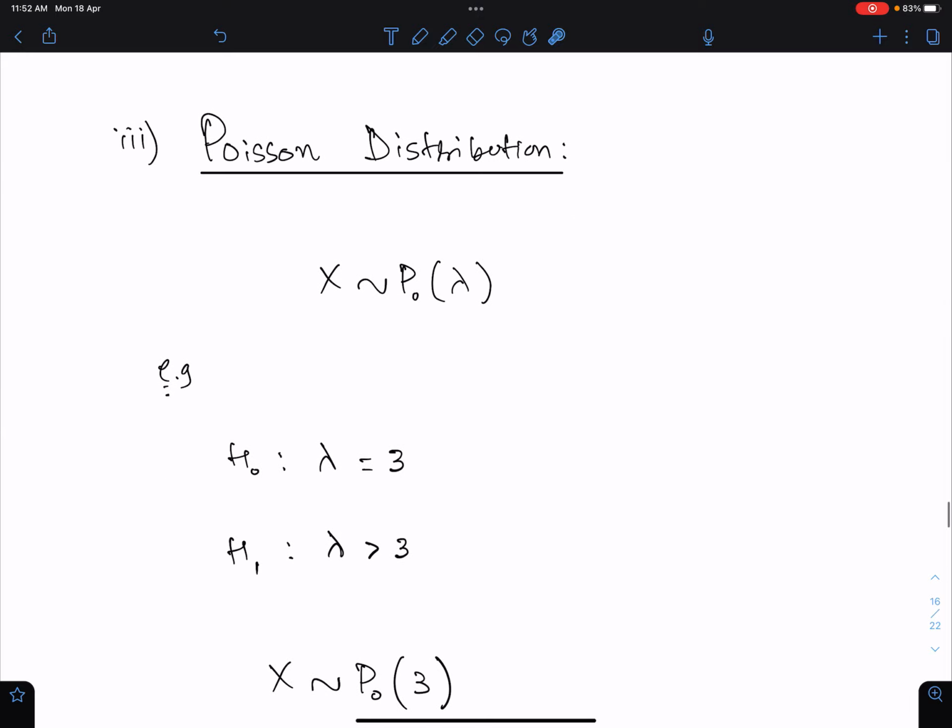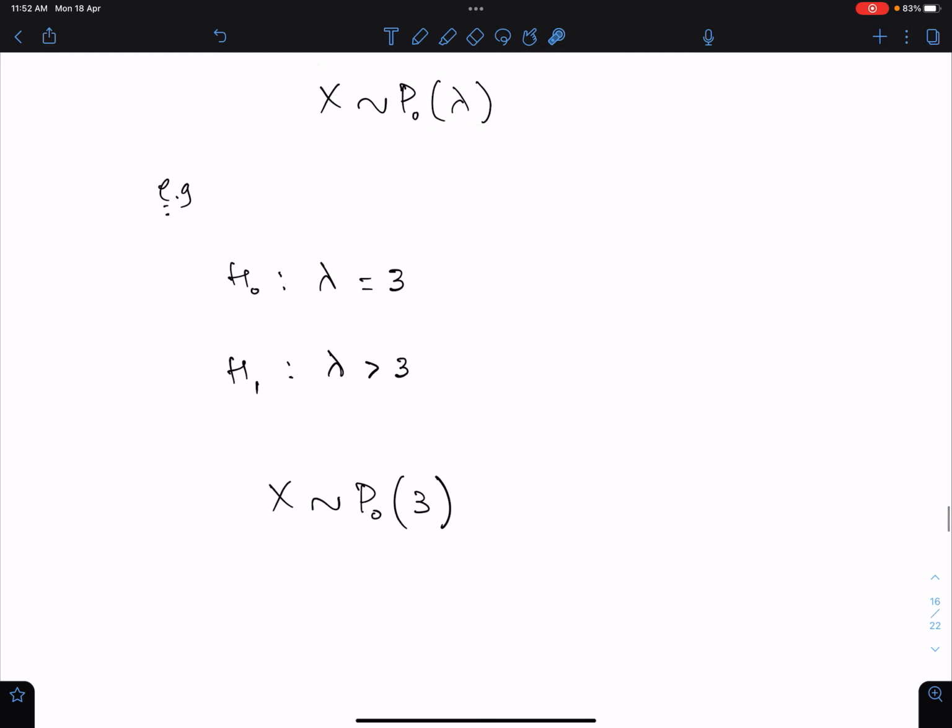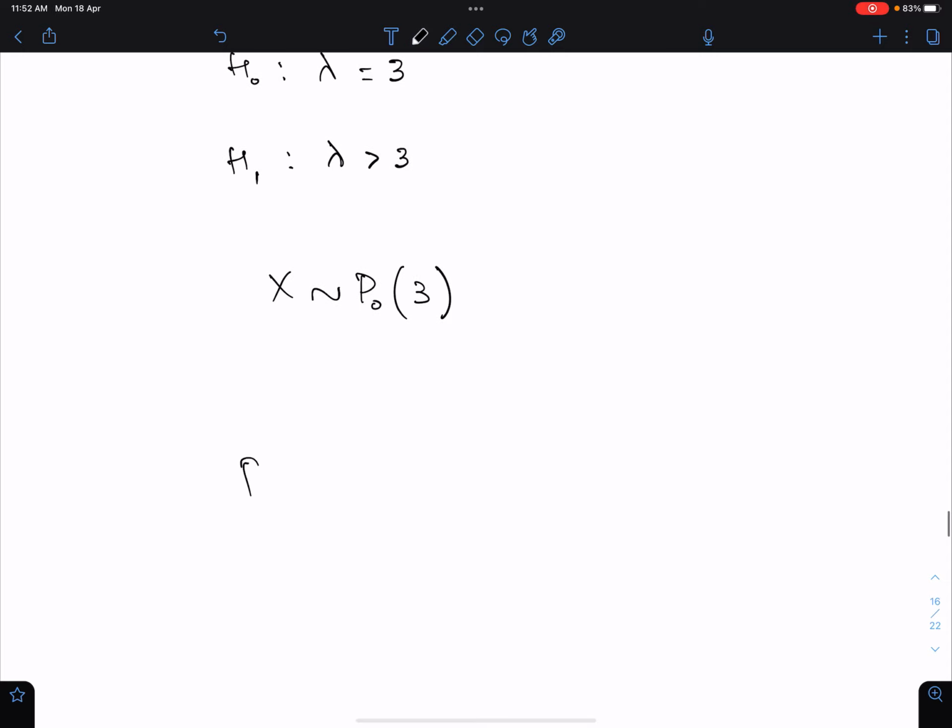Number 3, Poisson distribution. X follows Poisson with mean lambda. If lambda is small, if lambda is less than or equal to 15, then always solve the question with the help of Poisson distribution. Here you have to use this formula: e to the power minus lambda, lambda to the power x over x factorial, because lambda is small.